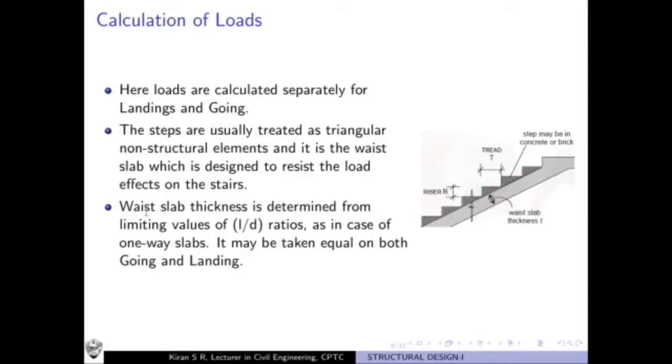Okay, now the waist slab thickness is determined from the limiting values of L/D ratios, as in the case of one-way slabs. So we already studied in the design of one-way slabs where the depth of the one-way slab was fixed based on the limiting L/D ratios. And that is exactly what we have to perform here to determine the thickness of the waist slab also. And whatever thickness we provide for the waist slab, the same thickness we will provide for the landing slab also.